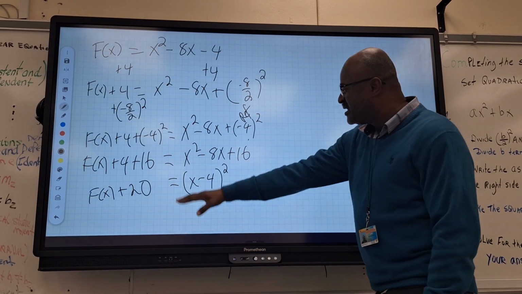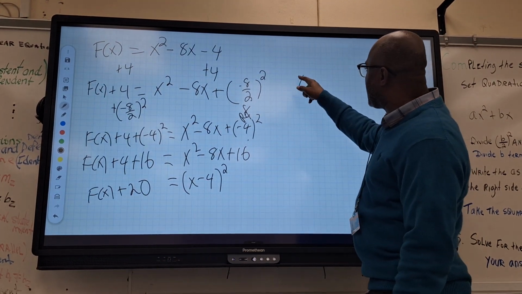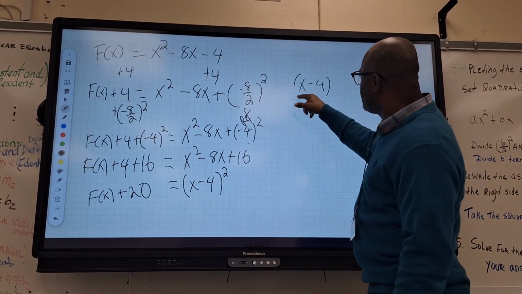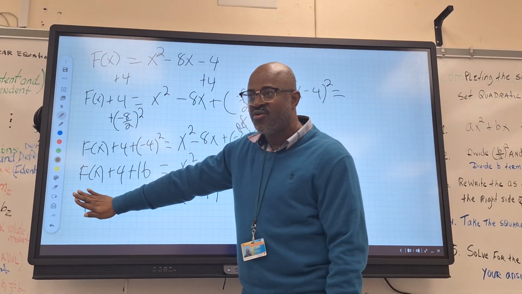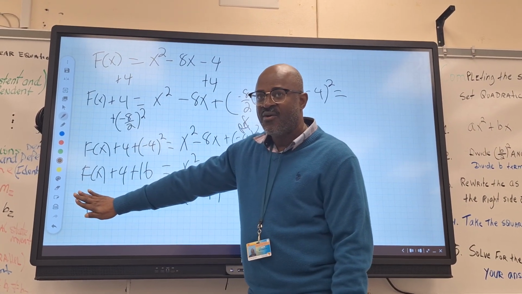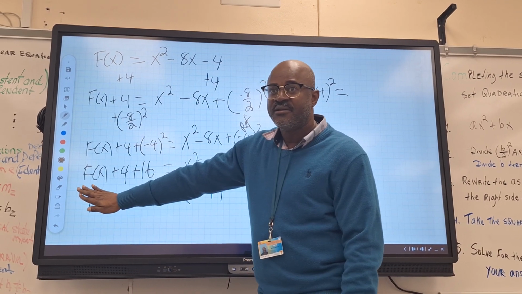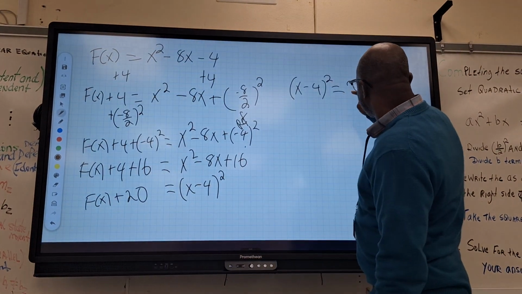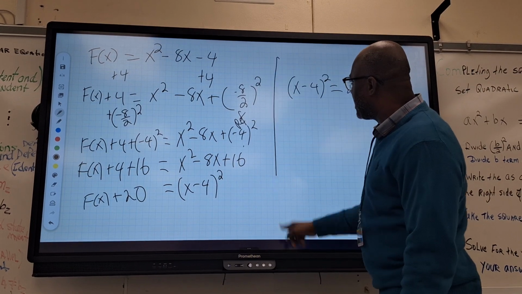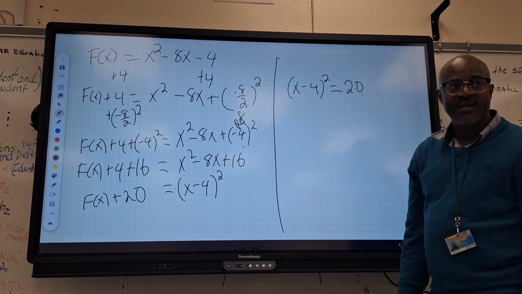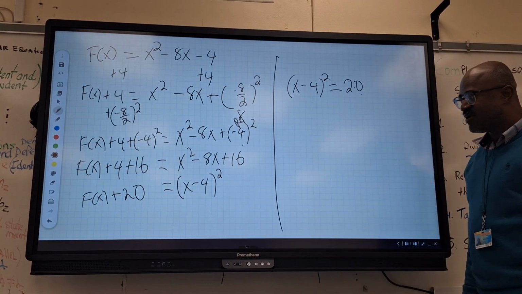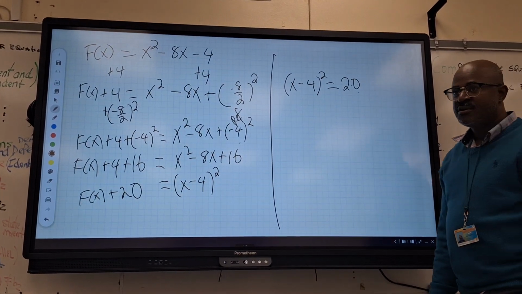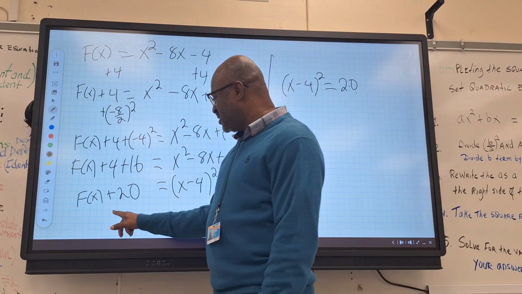And we're going to rewrite this again as x minus 4 squared. The only thing here, we're going to let this equal 0, since we're going to look for the x-intercept. What is 0 plus 20? Then this is equal to 20. We're going to use that so we can find the x-intercept. Right? Now we're going to solve for f of x. How will you solve for f of x? What will you do? Subtract 20, then your equation is in vertex form.